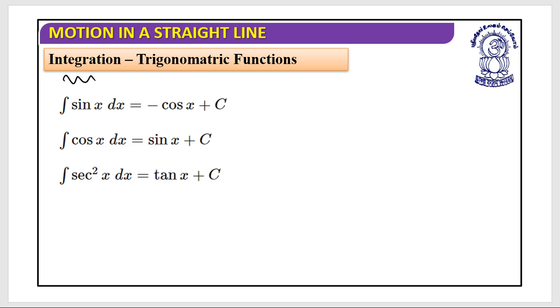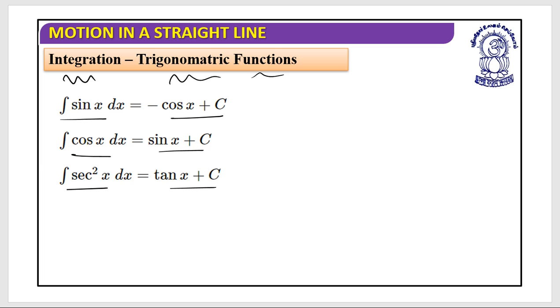This is the integration formula for the trigonometric functions. Integration of sin x dx is minus cos x plus c. Integration of cos x dx is sin x plus c. And integration of sec square x dx is tan x plus c.